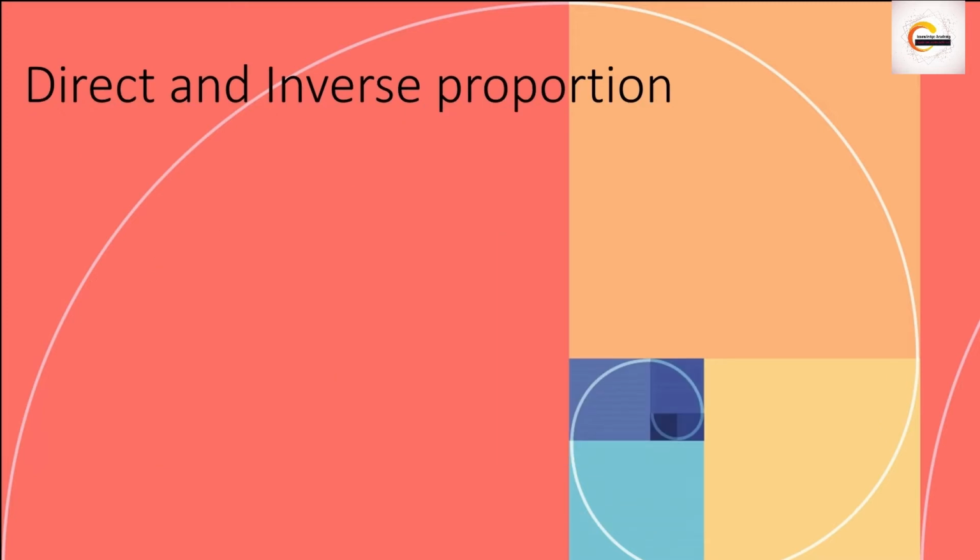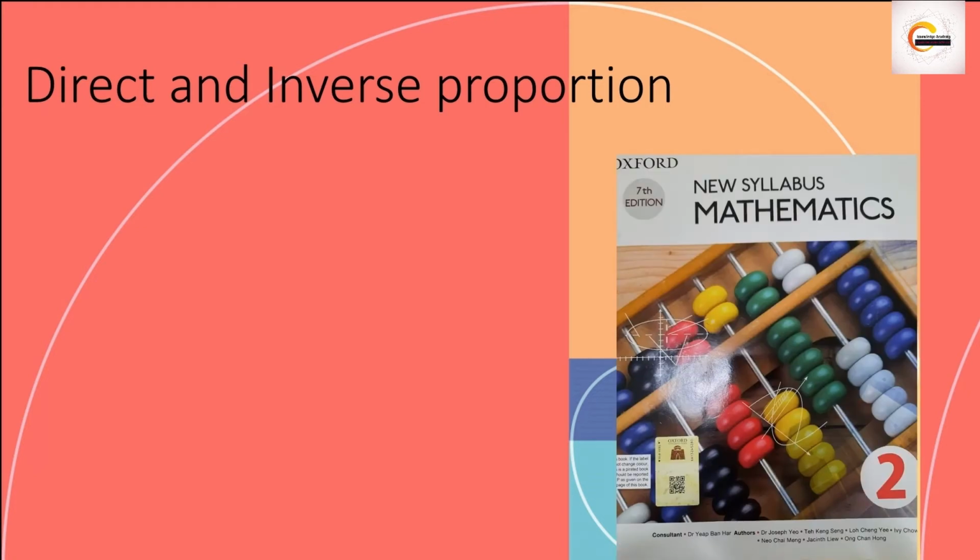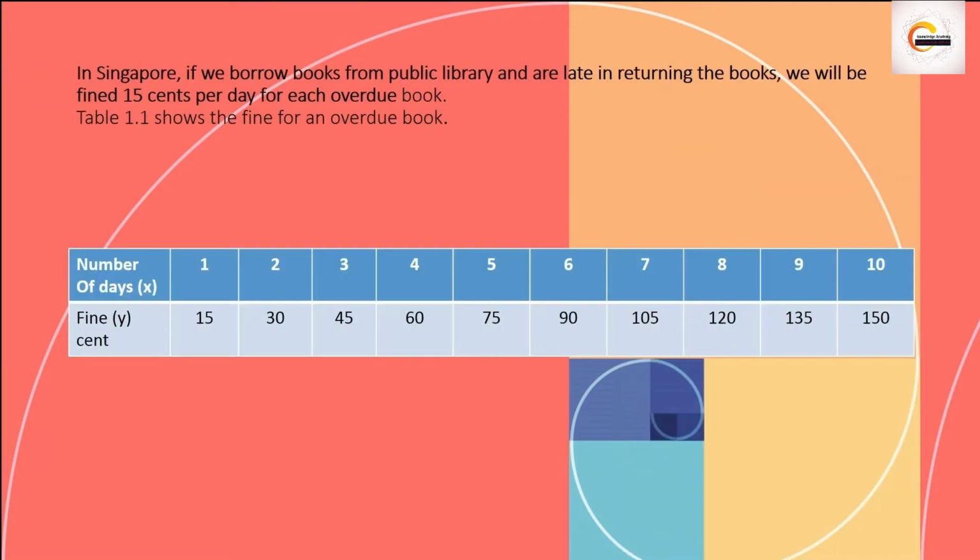Direct and indirect proportion. Now we will go through the concept of direct and indirect proportion in detail through derivations and exercises. And I am referring to this book, Oxford New Syllabus Mathematics, 7th edition. It's a very comprehensive book as far as exercises and practice are concerned. So I am going to solve most of the problems from this.